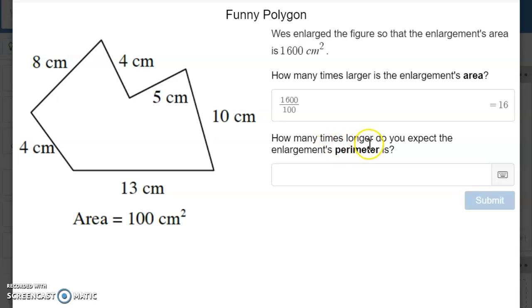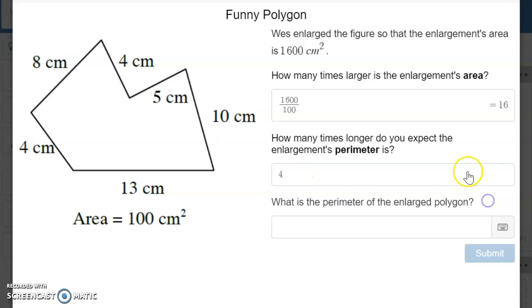How many times longer do you expect the enlargement perimeter is? Okay, so if the area increased by a factor of 16, what do you think was the linear scale factor? Something squared is equal to 16. What's that x value? It has to be 4, because 4 squared is 16. So I expect the linear scale factor to be 4, so that the perimeter is going to be enlarged by the factor of 4.